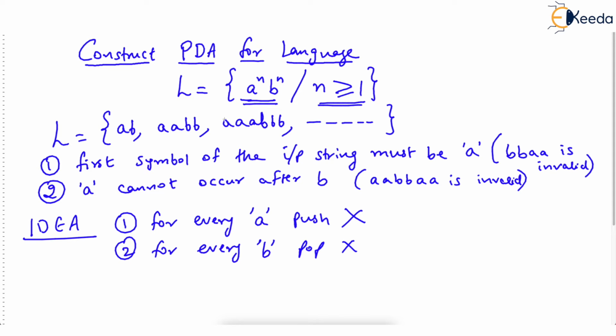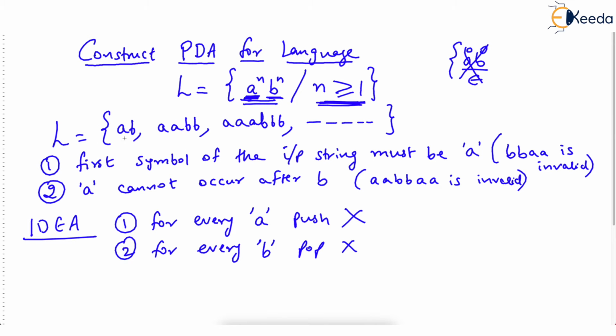That means all strings must begin with a, and if there are n occurrences of a, then those n occurrences should be followed by n occurrences of b. Exactly the same number of b's. And n should be greater than or equal to 1, so we can't have an empty string. We can't have a string in our set as a raised to 0, b raised to 0, which is epsilon, because n should be at least 1.